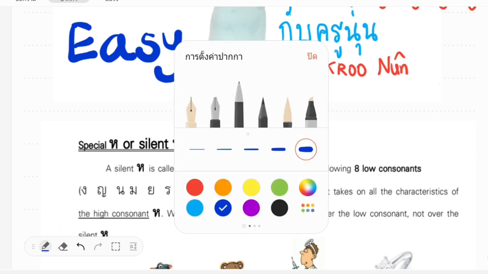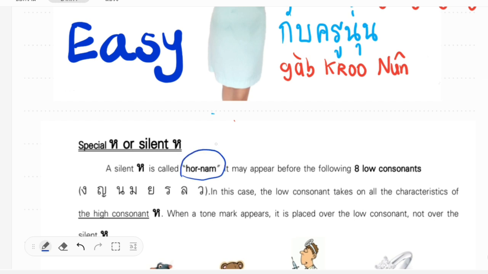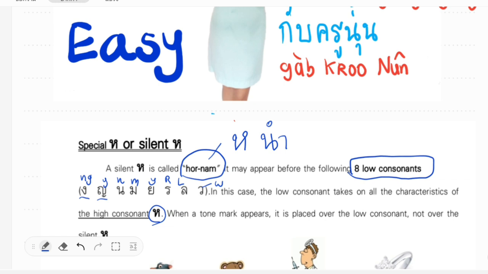In Thai we say "Ho nam". This character is called ho, and nam means to lead. You will see this in front of a low class consonant to change the tone. This is ng, ye or yo ying, n or no nu, m or mo ma, y or yo yak, r or ro rua, l or lo ling, and wo wang. You will see H in front of these low class consonants only, to change the tones of the low class consonants. H is to change the tone.